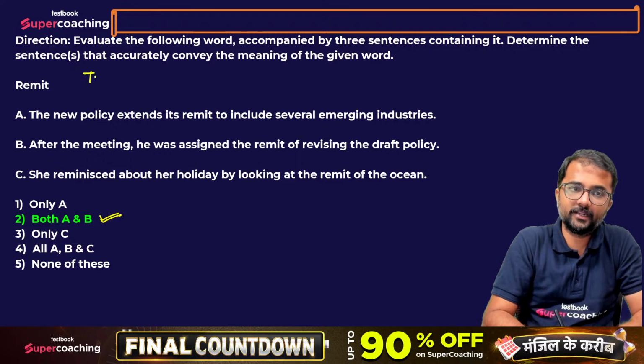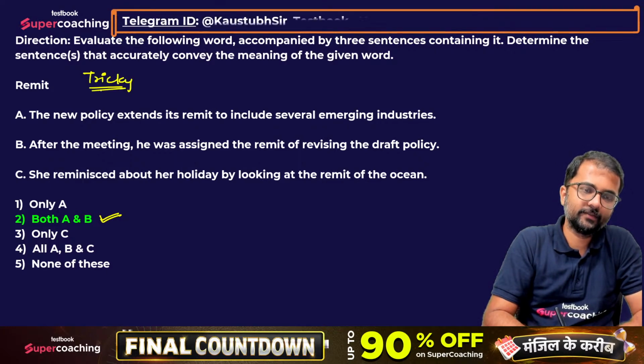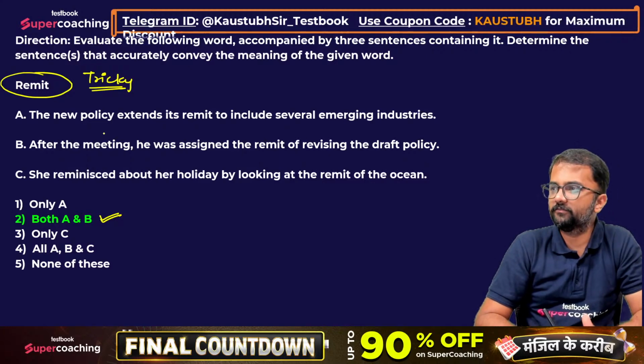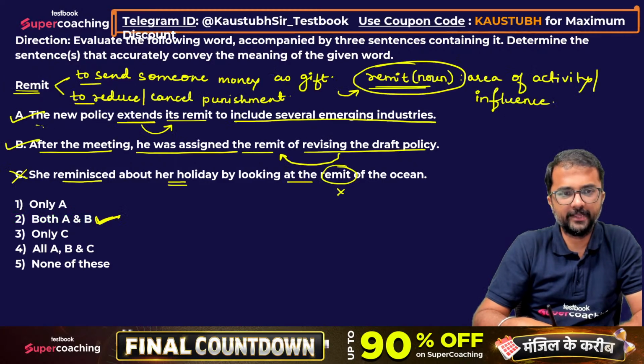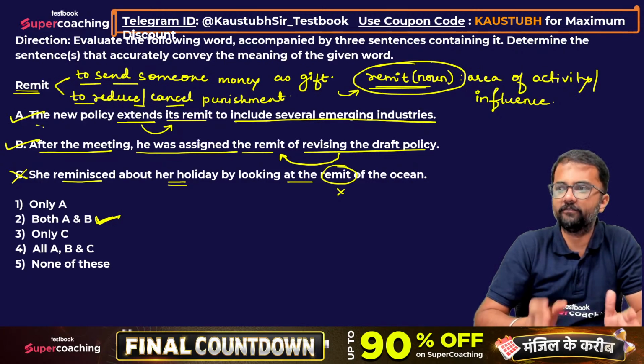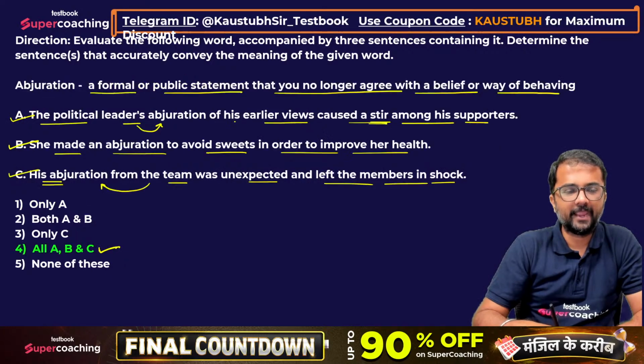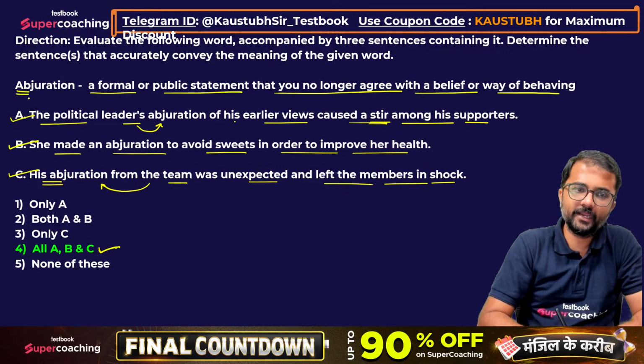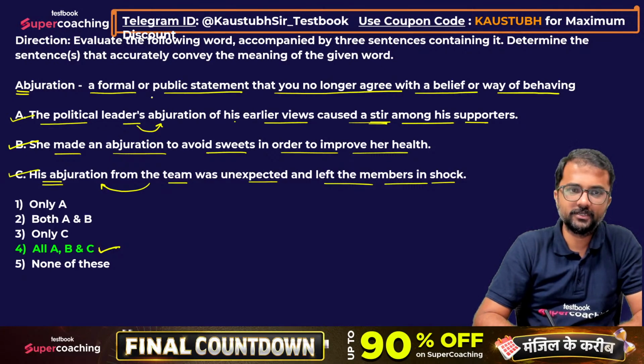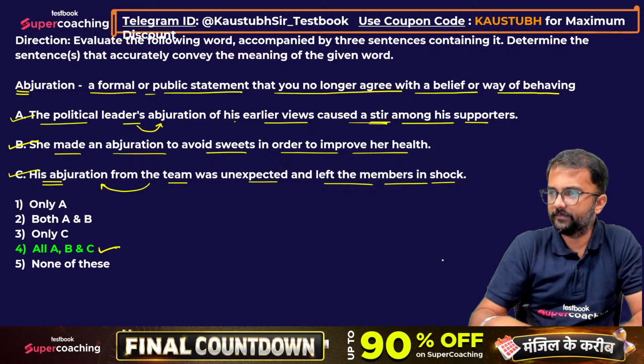Now this one was the trickiest question of our exercise today. If you knew the meaning of the word remit in its noun form, only then you will get the answer correctly, है ना? So very good words that we studied today. Remit used as verb, it means to send someone some money as a gift or to reduce or cancel punishment. And when it is used as a noun, it means area of influence or activity. Okay, the previous word was conflagration, a large fire that destroys everything, and the previous word was abjuration, right? A-B, not A-D, no? Not adjuration, it's abjuration, formal public statement that you no longer believe in something.